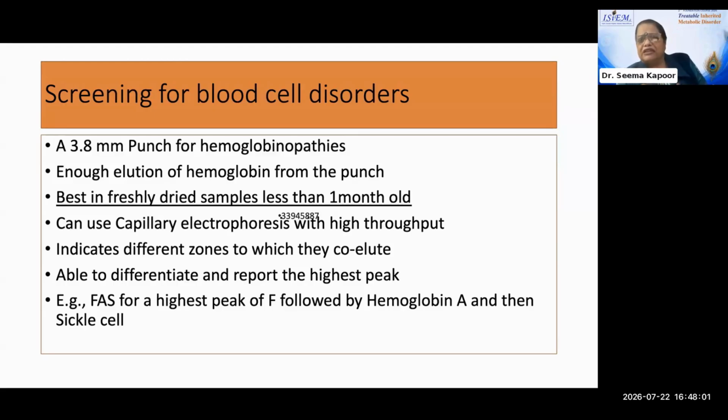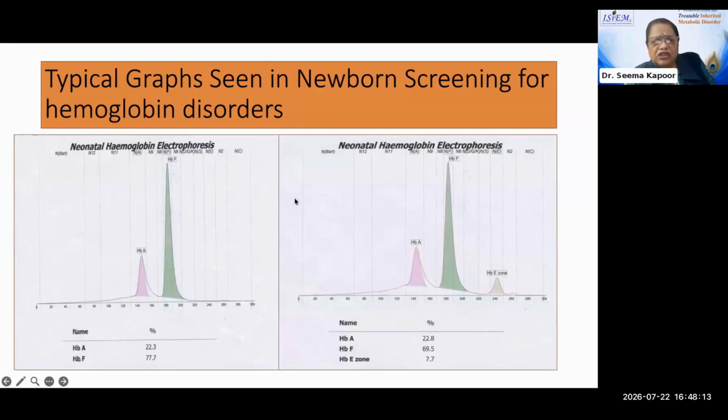Now, capillary electrophoresis with high throughput is a very good method. I'll just show you. It indicates the different zones in which they will coelute, right? So let's see this. Now, this red peak here is HbA, and the green peak here is HbF. If you can read, you have the windows here, N12, N11, NA, N9, N8, and NF. Right in the center of NF, that means the fetal hemoglobin, the peak is going there.